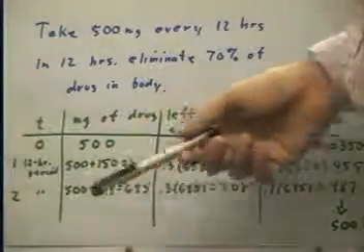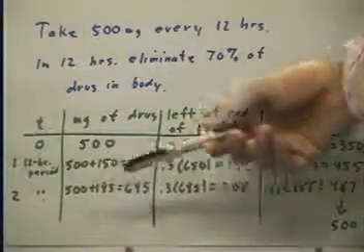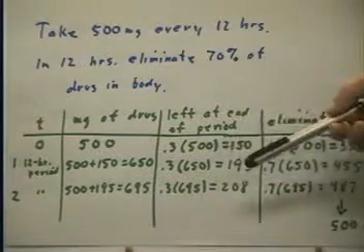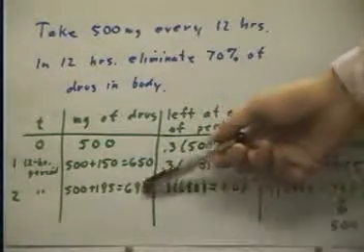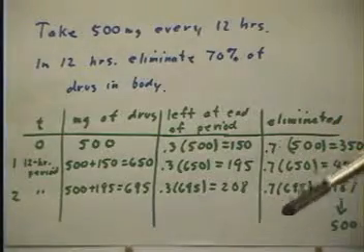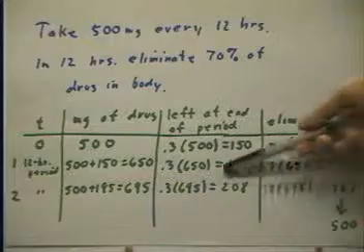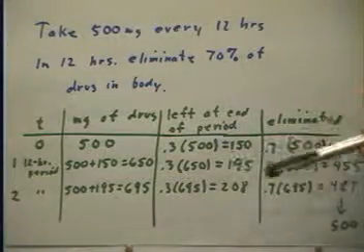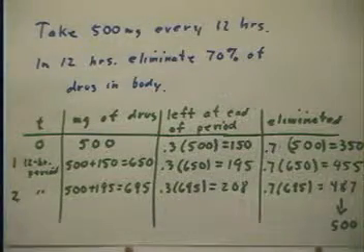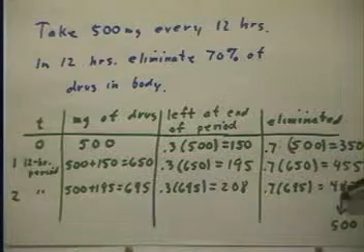At the beginning of the next period, they'll have that 195 remaining milligrams from the previous period, plus their 500 milligram dose, or 695 milligrams. At the end of the period, they'll have 208 milligrams, and will have eliminated 487 milligrams.